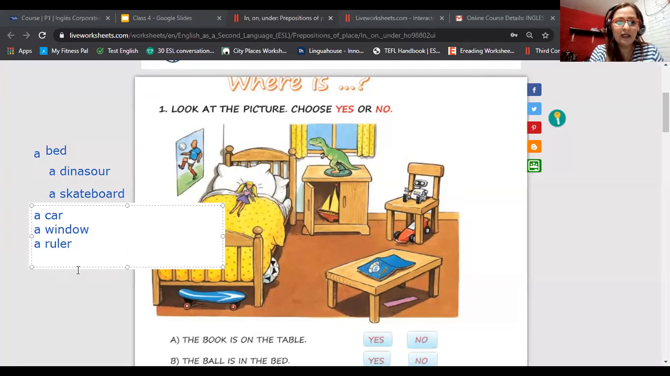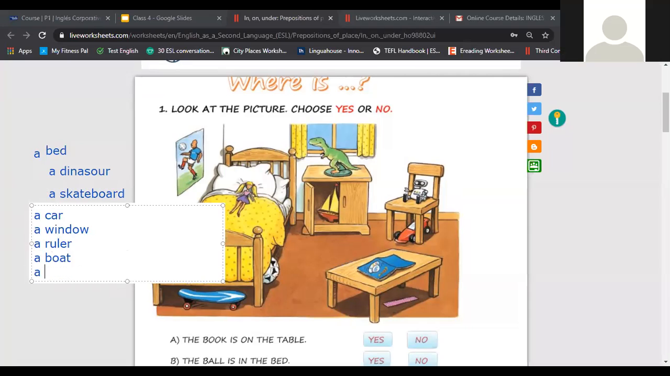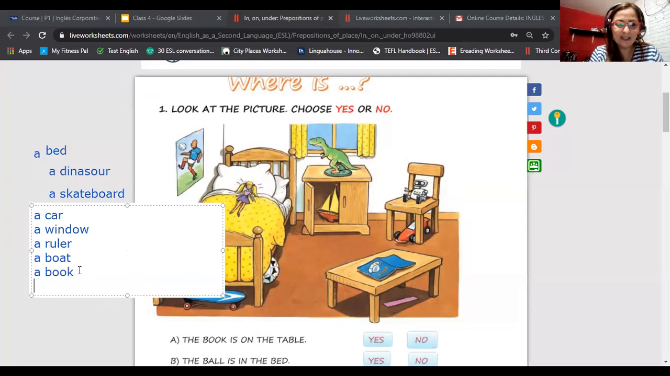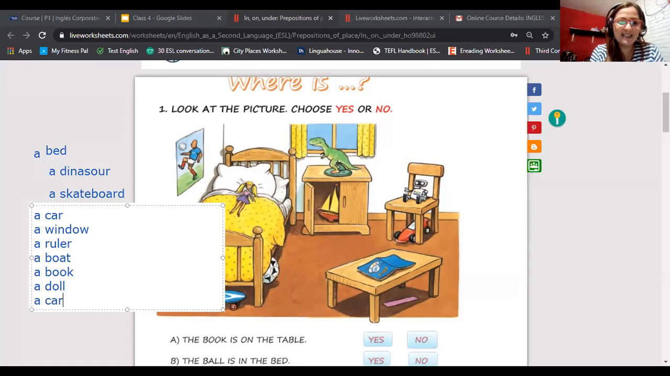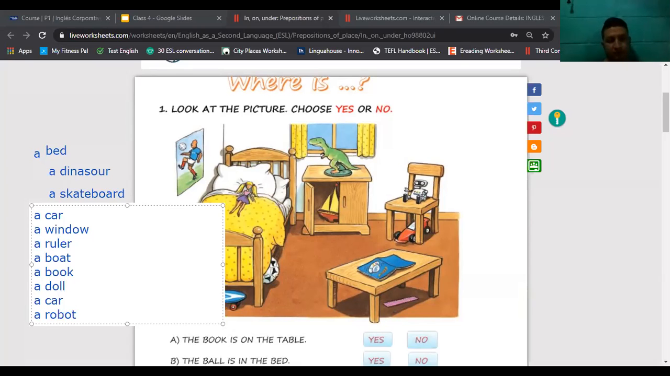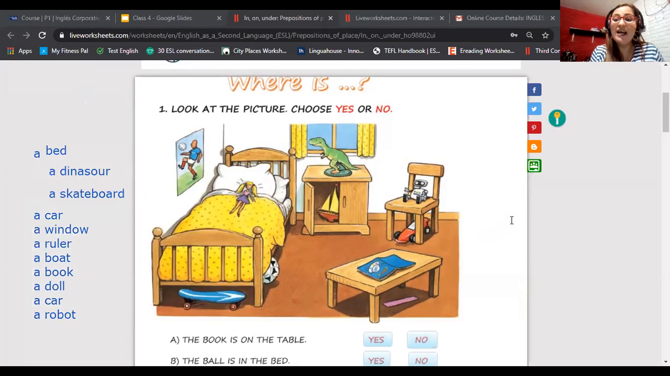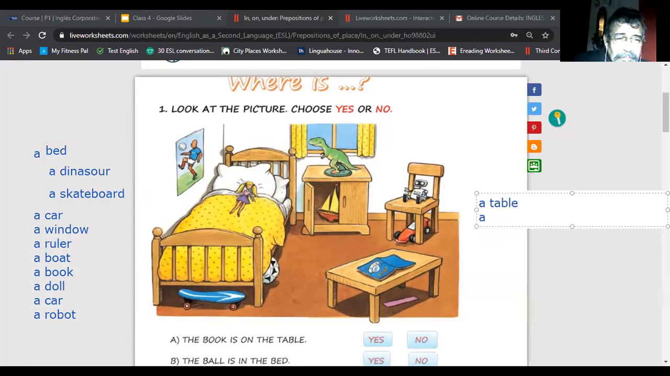Okay, a ruler. A shark or shirt. Shark. I guess it's a board. A book. A dog. Look. What else? A doll. A race car. Boat. Red race car. A car. A robot. Very good. Table. A table. A picture. A picture. Very good.